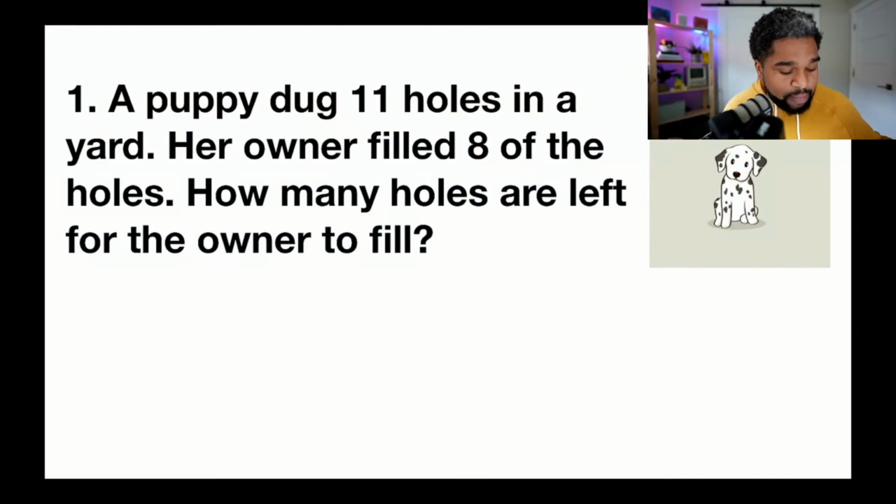So first, a puppy dug 11 holes in the yard. Her owner filled 8 of the holes. How many holes are left for the owner to fill?